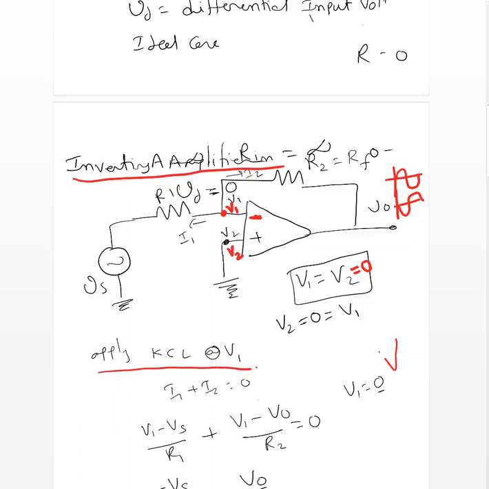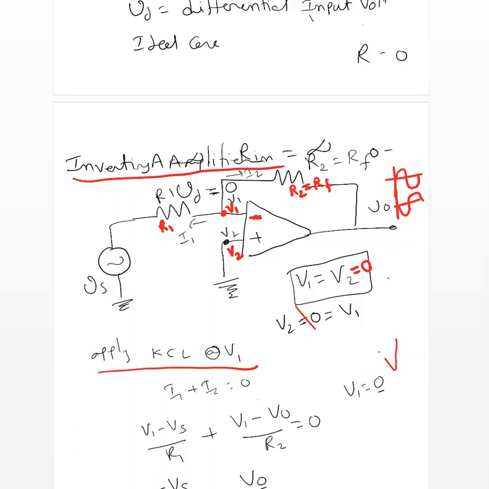Now I'm applying KCL at V1. Here is the current going here, I'm taking that as I1. This resistance is R1, and current going through it is I1. Current going through the R2 is I2, and this resistance is R2. Sometimes you might see this R2 as RF. F is nothing but feedback resistor. Sometimes we represent that R2 as RF.